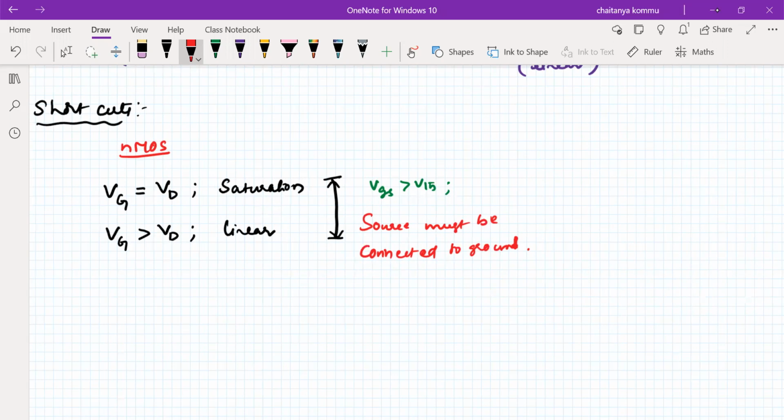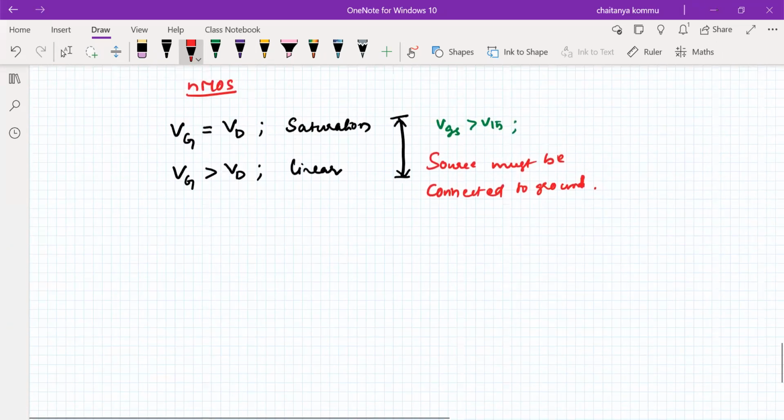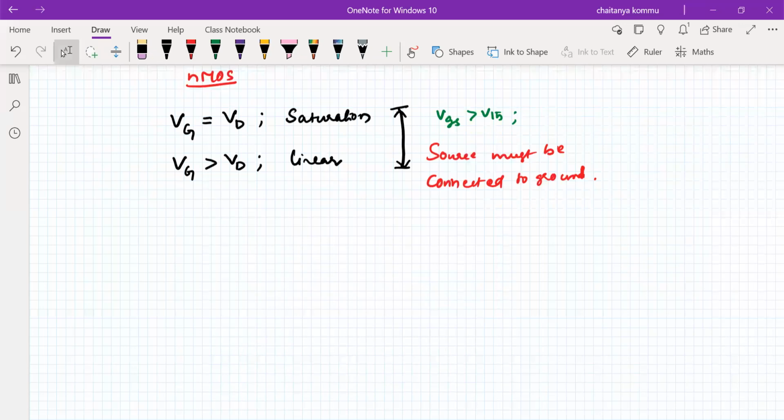Same thing is applicable for the PMOS also, provided that the magnitudes of VGS and magnitude of drain voltage we have to consider. Okay, so let us apply these kind of things in our one example.